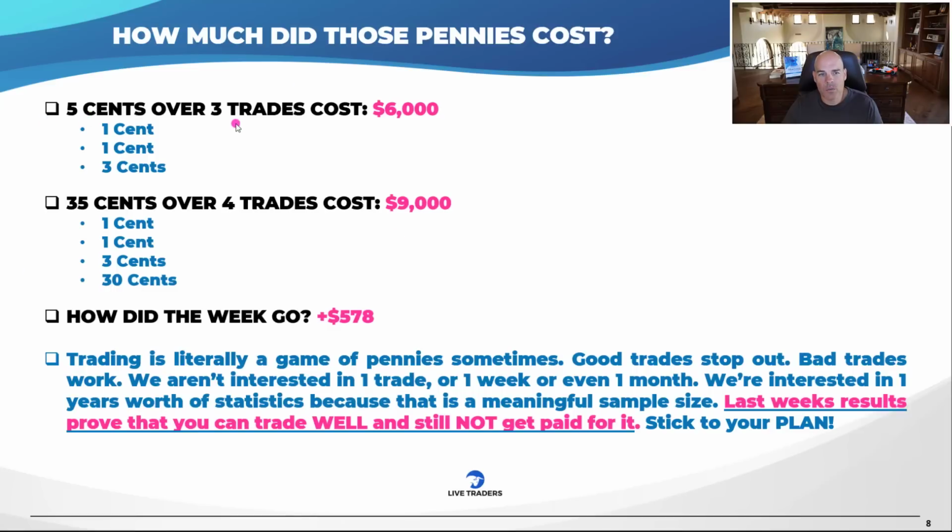5 cents over 3 trades cost $6,000. 1 penny, 1 penny, 3 pennies. $6,000 over a nickel. 35 cents over 4 trades, 1 cent, 1 cent, 3 cents, 30 cents, was worth $9,000. How much money did I make last week? I made $578. It was a shitty week. 35 cents different would have made me $9,578. Now think about that.